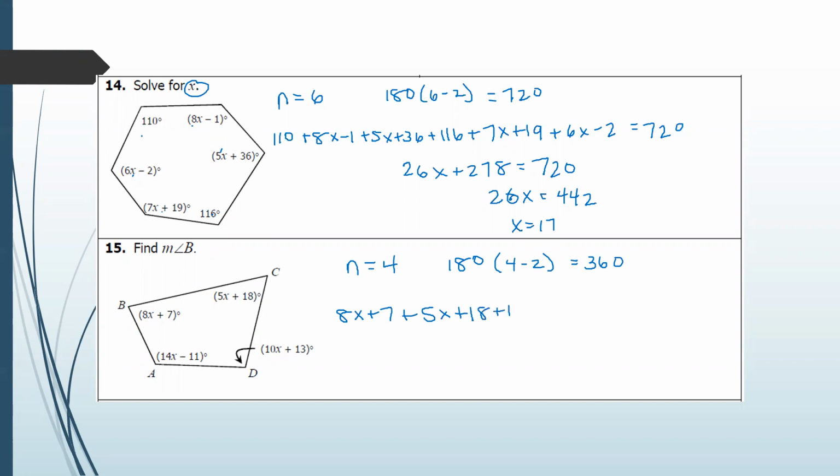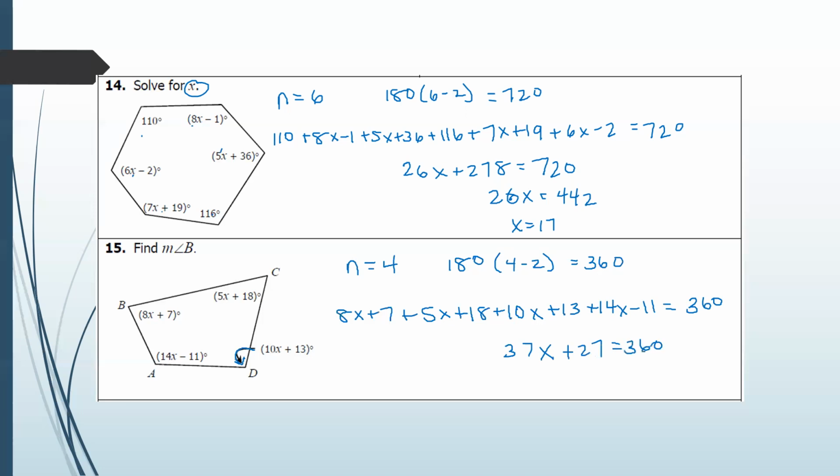10x plus 13. Now, even though that 10x plus 13 is written outside the polygon, that little arrow pointing to the interior angle means the font was just too big to fit there. Plus 14x minus 11. Those all have to add up to the sum of the interior angles, which in this case was 360. You combine all of your like terms, so you add all the x's together, you got 37x. Add all the not x's together, you got 27.